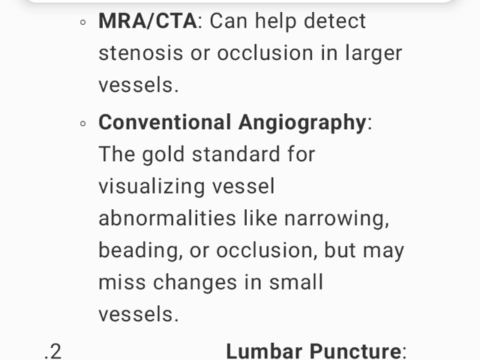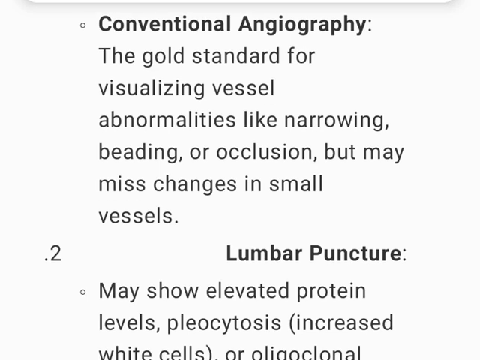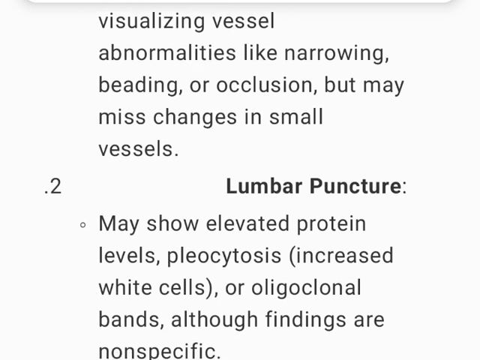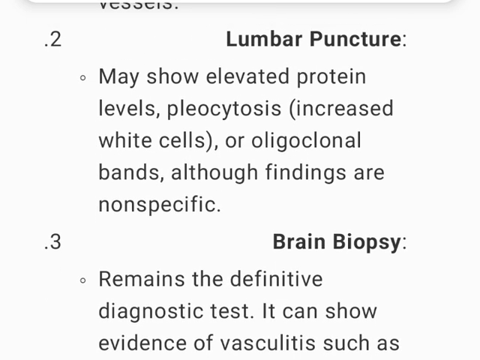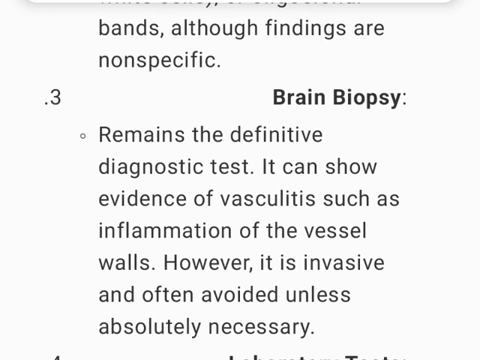MRA or CTA can help detect stenosis or occlusion in larger vessels. Conventional angiography, the gold standard for visualizing vessel abnormalities like narrowing, beading, or occlusion, but may miss changes in small vessels. 2. Lumbar puncture may show elevated protein levels, pleocytosis, increased white cells, or oligoclonal bands, although findings are nonspecific.